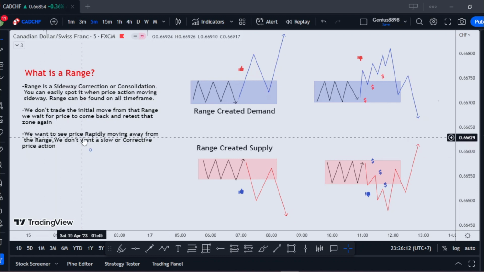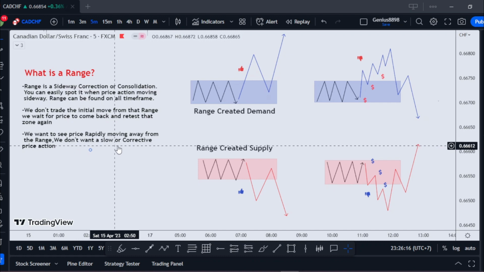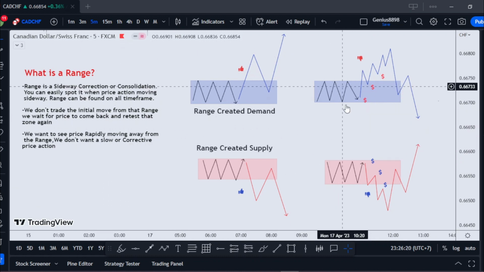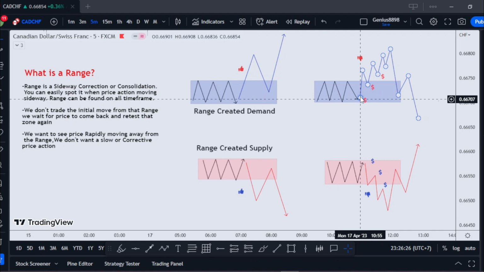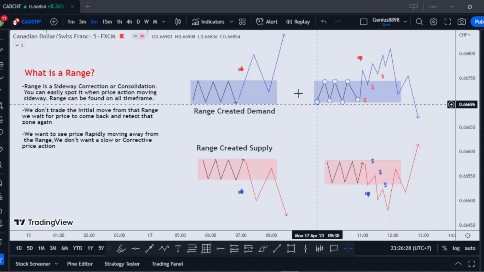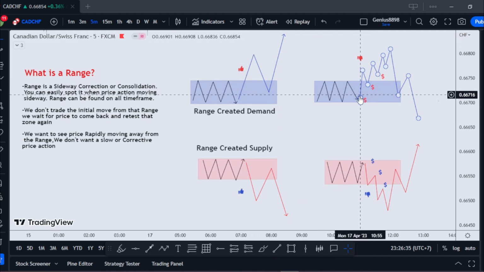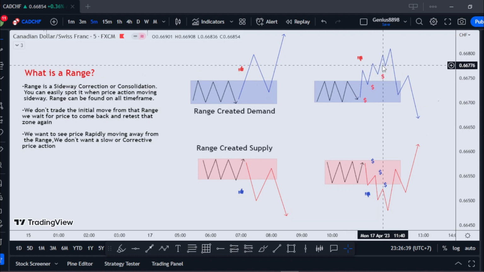We want to see price rapidly moving away from the range. We don't want slow or corrective price action. Here is a little demonstration. You see that a range is created, but the way price moves away or breaks out of that range is not rapid like this one right here. You see, it's moving away in a very slow, corrective price action.